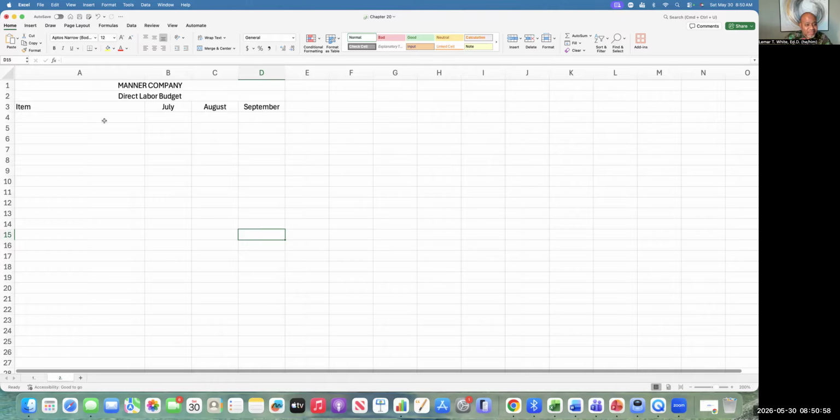So we're going to start here. We have to enter the number of units that we want to produce. So units to produce, the question gives us these numbers. It says in July, I want to produce 620. In August, I want to produce 680. And in September, I want to produce 540. Now, the next item I'm going to enter is the direct labor hours required per unit. And the question tells me each unit requires 2 hours of direct labor. So I'm just going to put 2 for each of these.